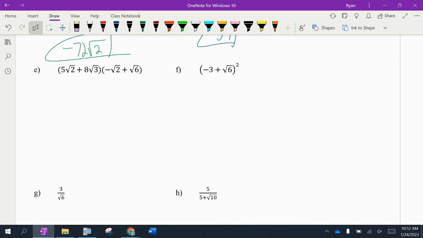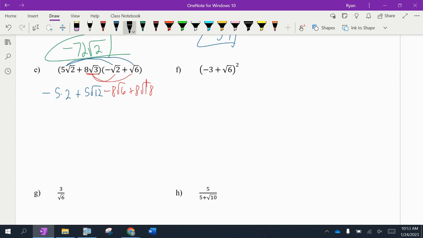Letter E. Now, this one does have a binomial times a binomial, so there are a lot of arrows that need to be drawn in this one. Here's our first one. It's going to be negative 5 times 2, because square root of 2 times square root of 2 is 2. Next arrow, that's going to be 5 square root of 12. Now the 8 root 3 is going to distribute. That's negative 8 square root of 6. Take it to the last term. That's 8 square root of 18.